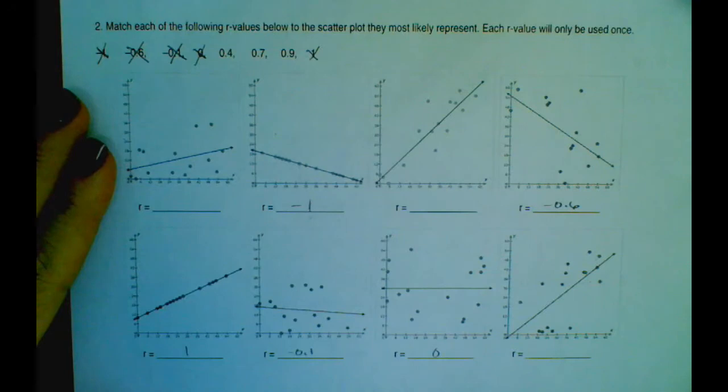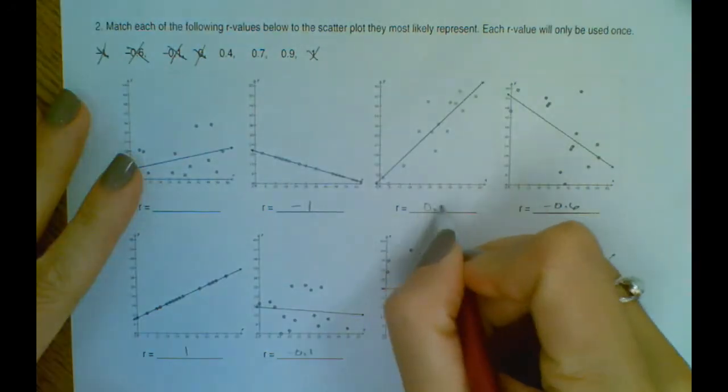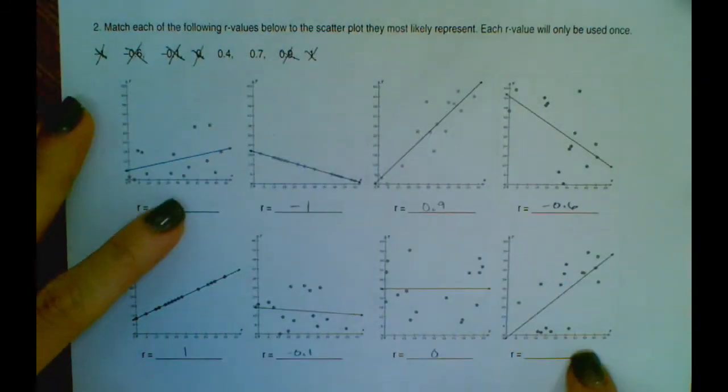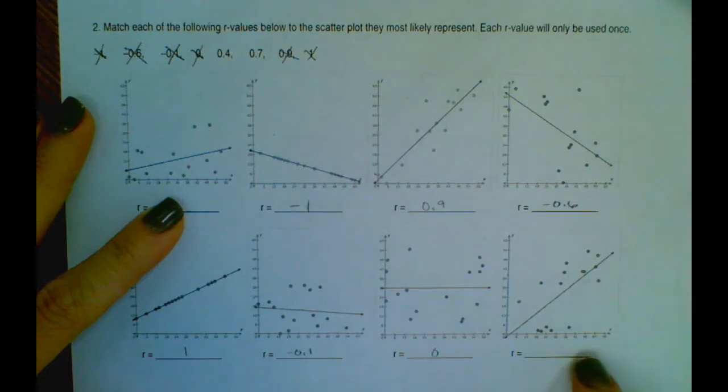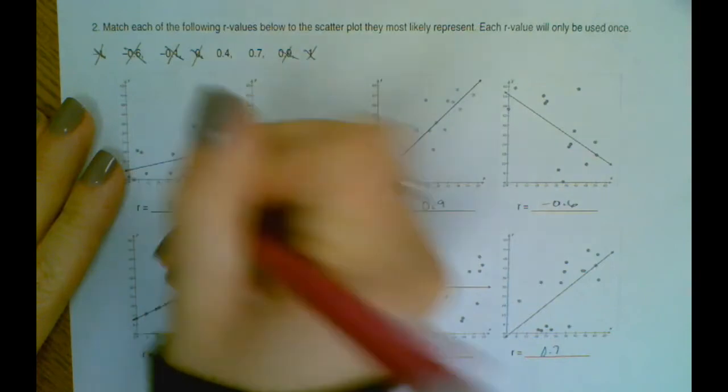Our next strongest looks like it would be this guy here. So that'll be our 0.9. And then we're left with these guys here. This one has a stronger trend, so this would be our 0.7, and over here would be our 0.4.